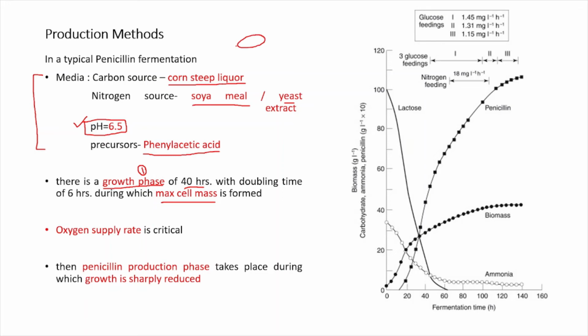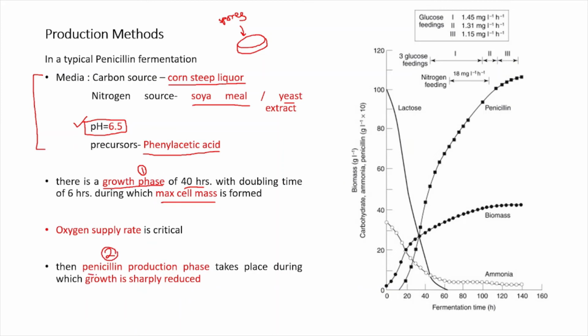This is the media, say, and here you add lyophilized spores of the fungus Penicillium chrysogenum. You add the lyophilized spores to this media, and after some time, you will observe a growth phase which will last for approximately 40 hours and it has a doubling time of 6 hours, during which maximum cell mass is produced. And then after the growth phase, you have a penicillin production phase.